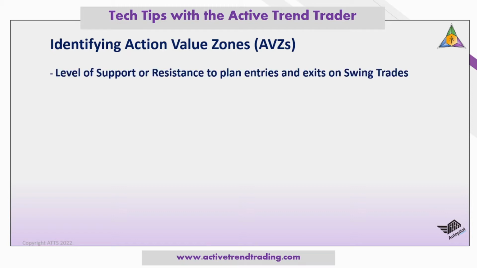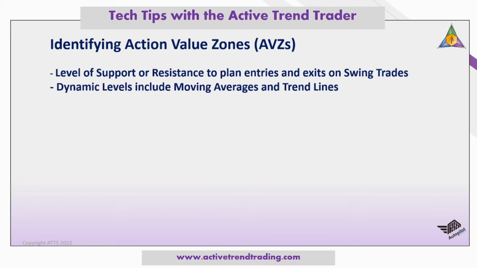Action value zones is simply, some people call them value zones, sometimes people call them support, resistance. It's an identified level where we can plan trades around, either to enter and/or exit trades. They oftentimes coincide with prior swings, swing highs and swing lows. So it's a level of support or resistance where we can plan entries and exits off, for particular swing trades.